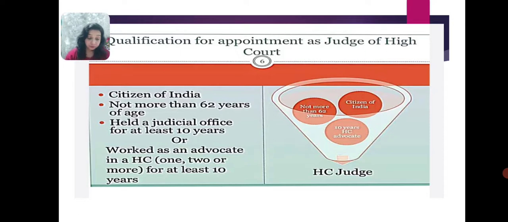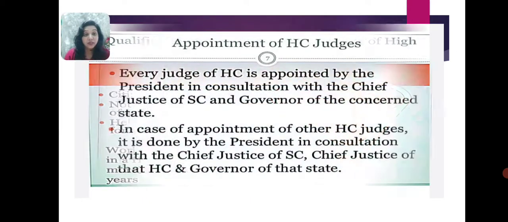The qualification that he should be a distinguished jurist was added by the 42nd Amendment Act in 1976, and later omitted in the 44th Amendment Act in 1978. So these are the basic things you have to keep in mind. Number one, he should be a citizen of India. He should not be more than 62 years of age, and he should have held a judicial office for at least 10 years or worked as an advocate in a High Court, or two or more, for at least 10 years. These are the basic qualifications you have to keep in mind.